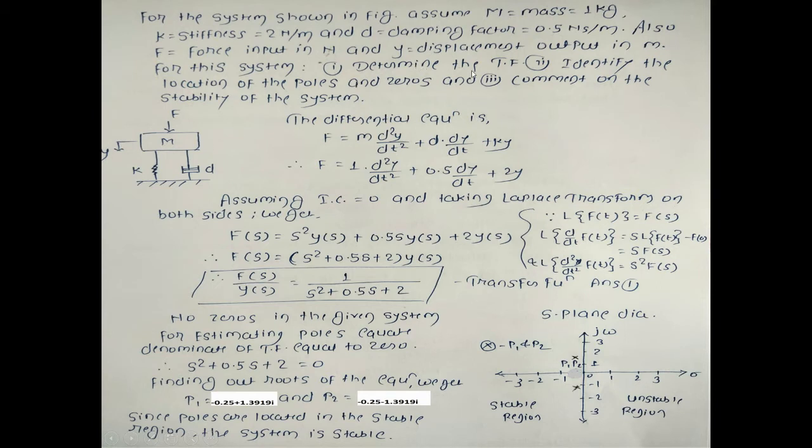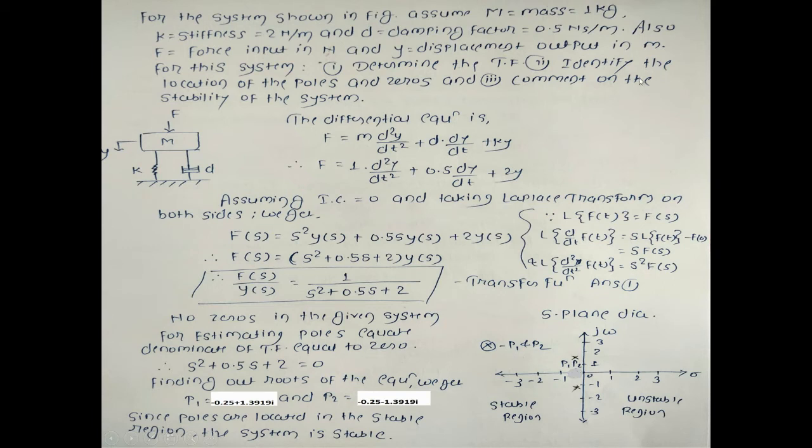Point number 1 is over. For the given system, the transfer function is 1 upon s square plus 0.5 s plus 2. Over here, I haven't written 1 for the mass because it is obvious. But if there is some other value for the mass, you can write it over here. So it is a second order differential equation.